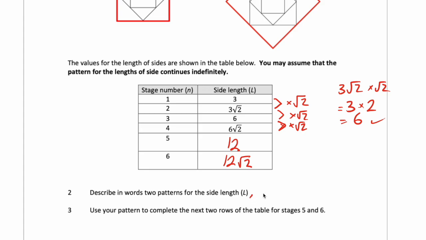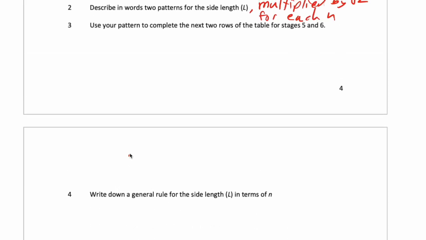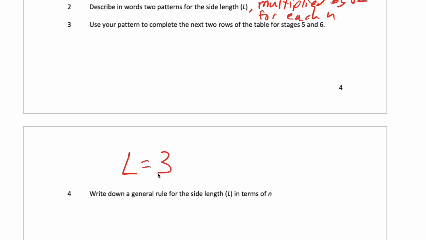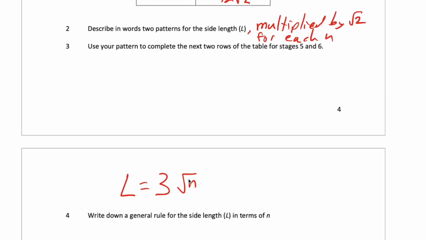Okay, they're multiplied by root 2 for each n. Your pattern to complete the next 2 rows, so we have that done. Write down the general rule. Okay, so we're multiplying, well, our initial value is 3, and we're multiplying by root 2 many, many, many times.